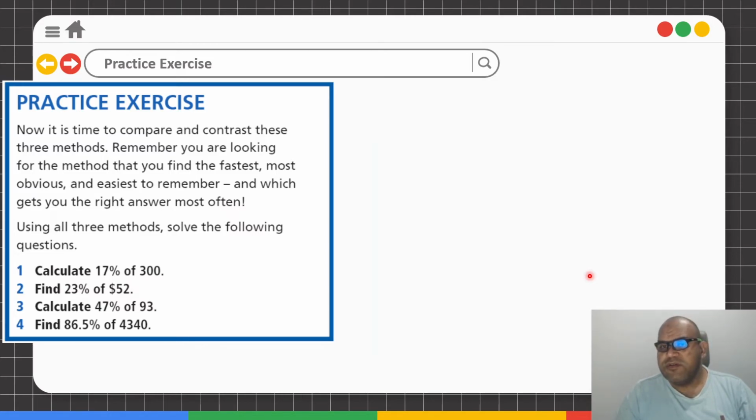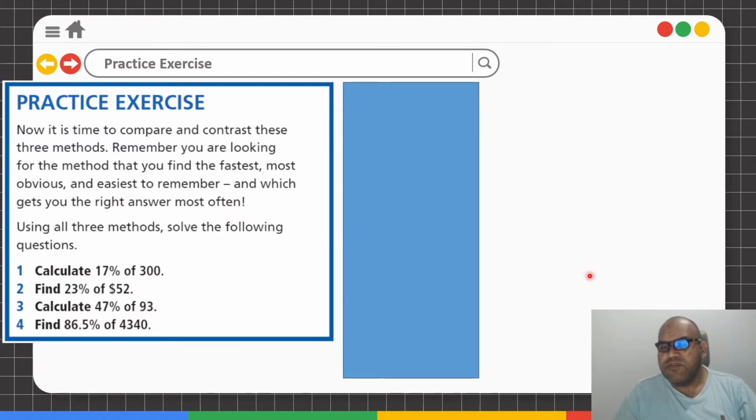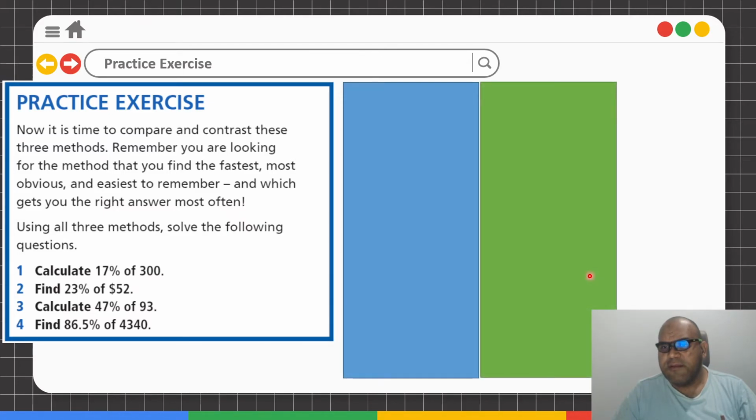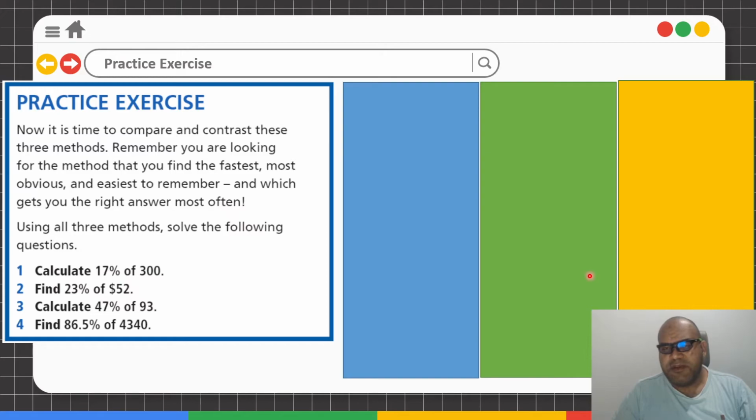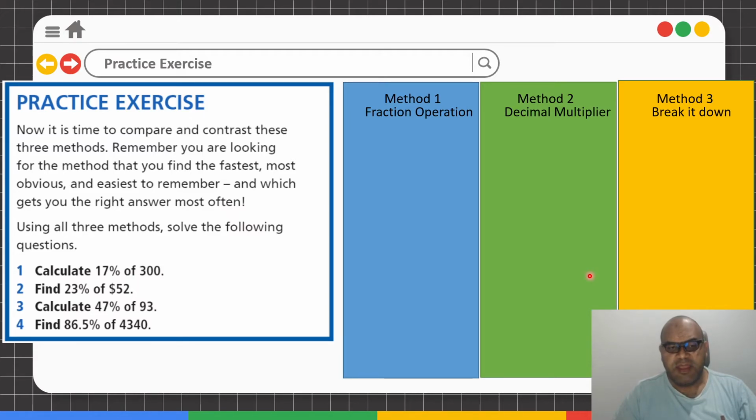Guys, in your journal, notebook right now, you will draw 3 columns. Okay, just an example here, three different columns. In column number 1, you write method 1, column number 2, method 2, column number 3, method 3. And above it, write the name of the method: fraction operation, decimal multiplier, and break it down. Great? These are the columns you have to make.